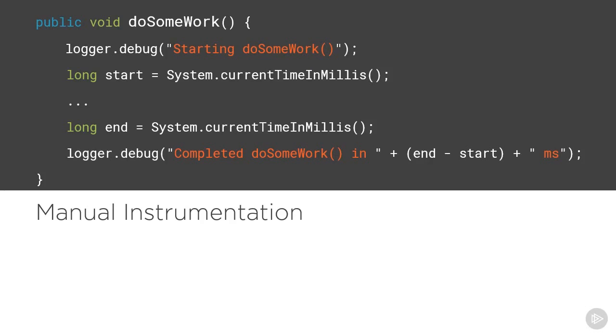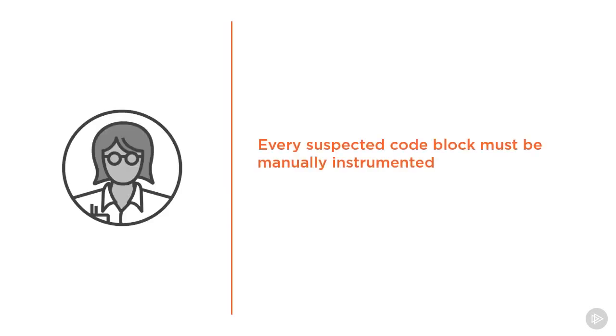This is sometimes done by adding a log statement with a timestamp and other information at the start of the method and at the end of the method. It can also be done using a timer from a metrics library. And although this can be an effective way of debugging performance problems, it requires a lot of manual intervention. Every suspected block of code must be instrumented by hand, and there's still other information that you might miss.